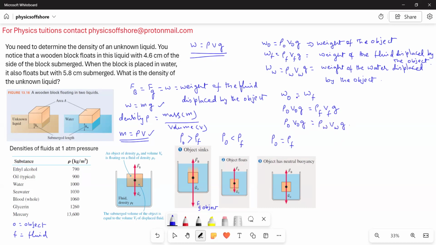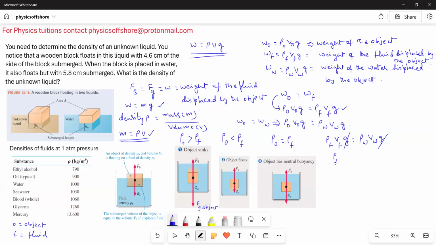So when the object is placed in the fluid, this is the case, and when the object is placed in the water, this is the case. So W naught is equal to W water. Now both the left hand sides are the same, so I can equate the right hand sides. So rho F V F g is equal to rho water V water g. So g cancels out. Now I am left with this one. Am I right?